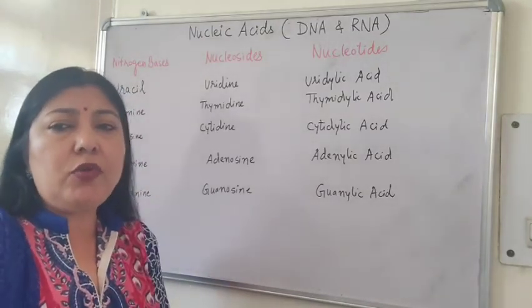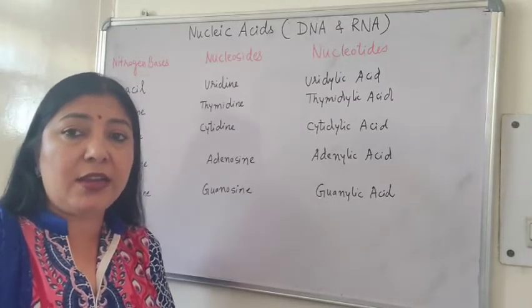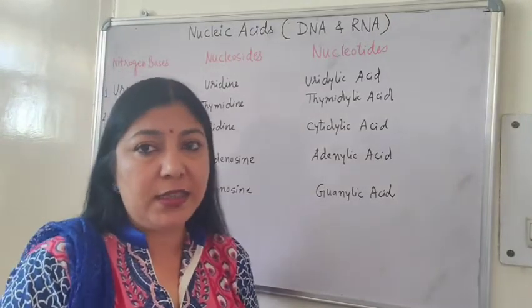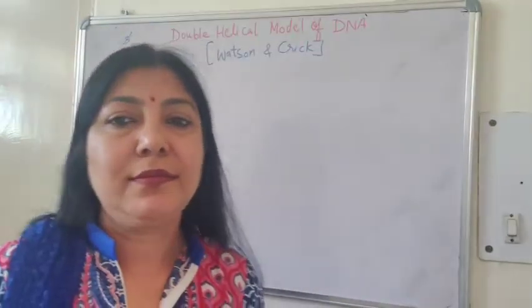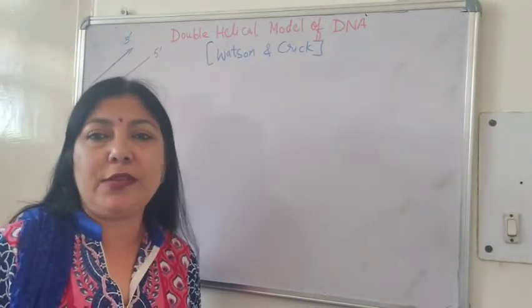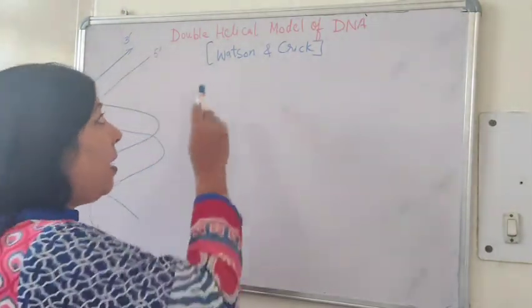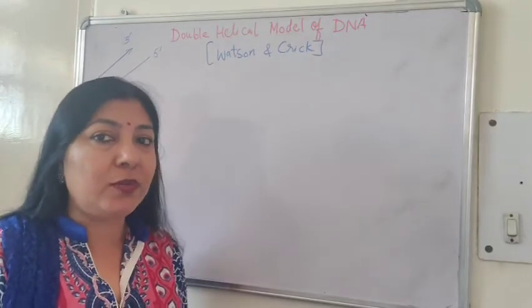Now we will study the most famous structure of DNA, that is the double helical structure of DNA, which was explained by Watson and Crick. Let's find out and study the structure of DNA. Now let's study the most famous double helical model of DNA, which was proposed by Watson and Crick, for which they got the Nobel Prize also.